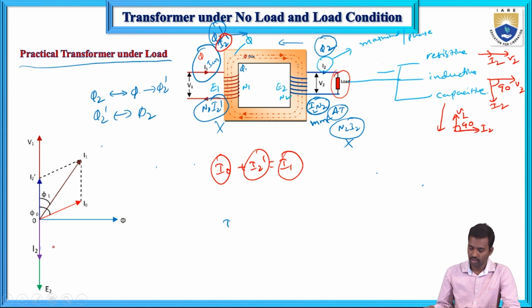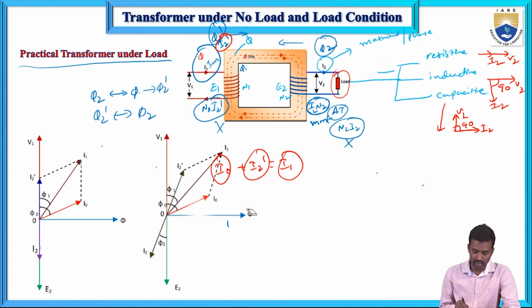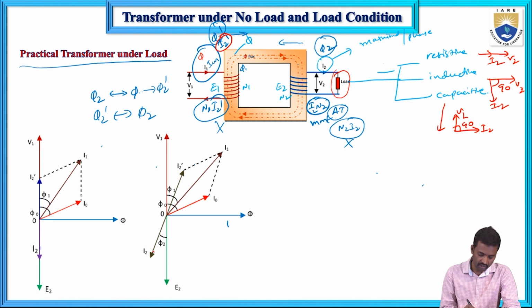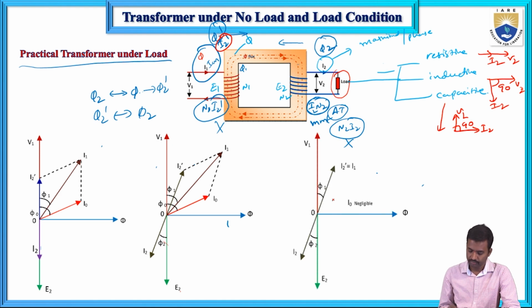Now if you see the second diagram, this is for the inductive load. Inductive load case, same thing, I naught plus I2 dash equals I1. But the only difference is that the current lags the voltage by some angle. And next, if it is a capacitive case, the current leads the voltage by some angle, that is the capacitive case. So in this case, this is a wrong diagram, I think.